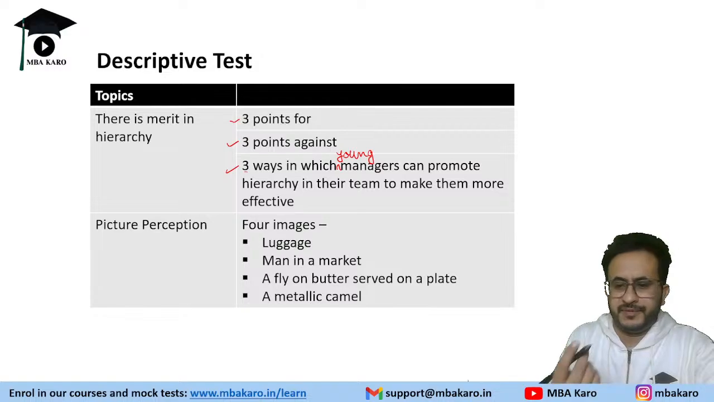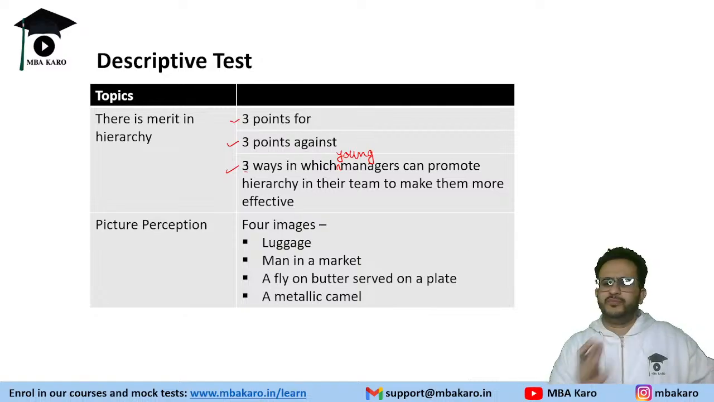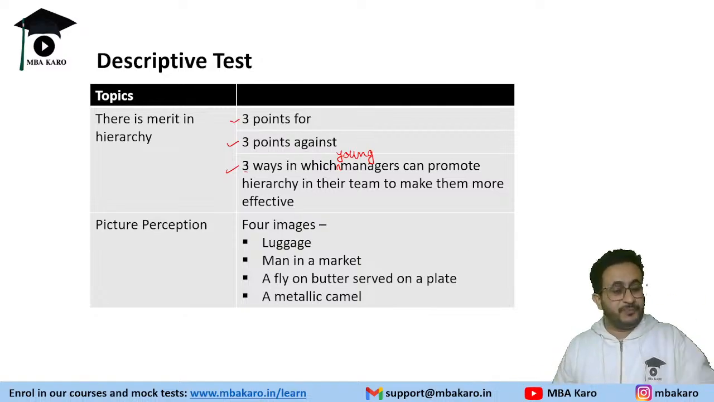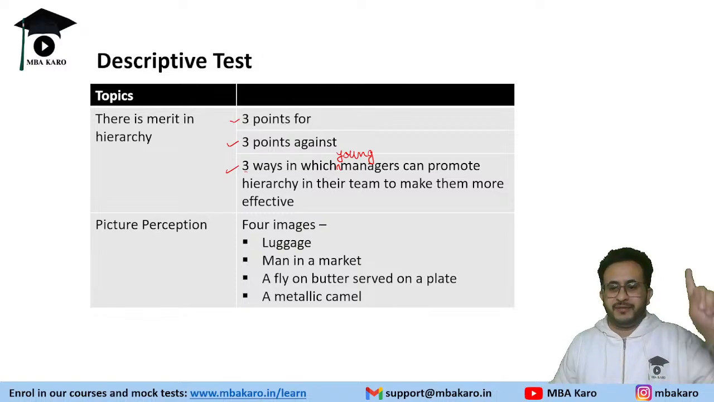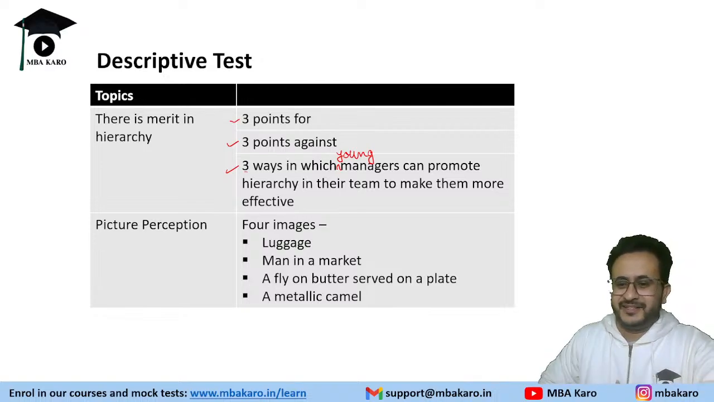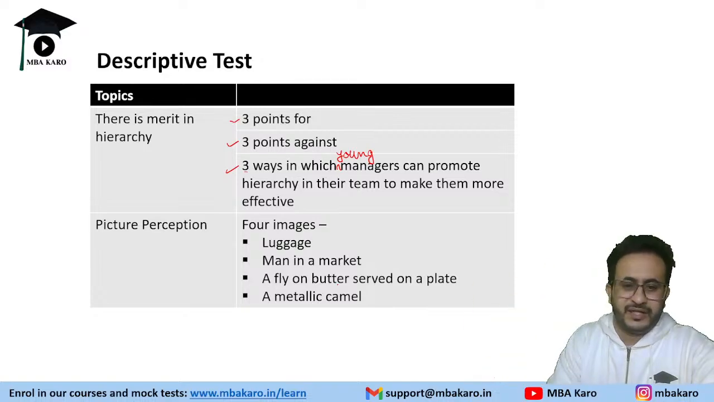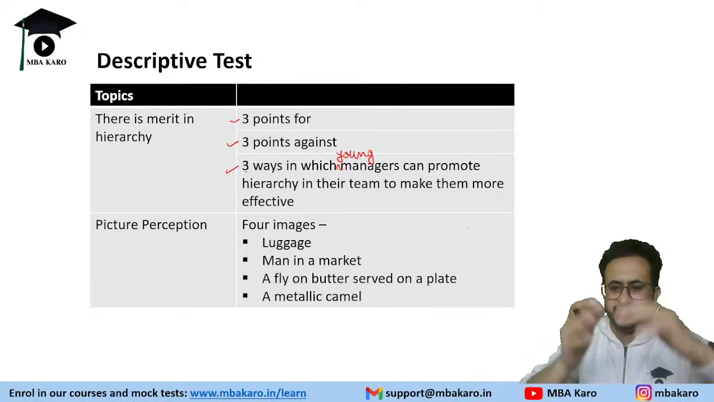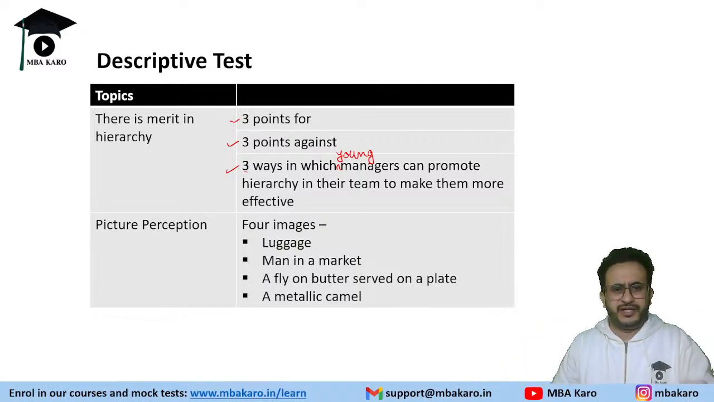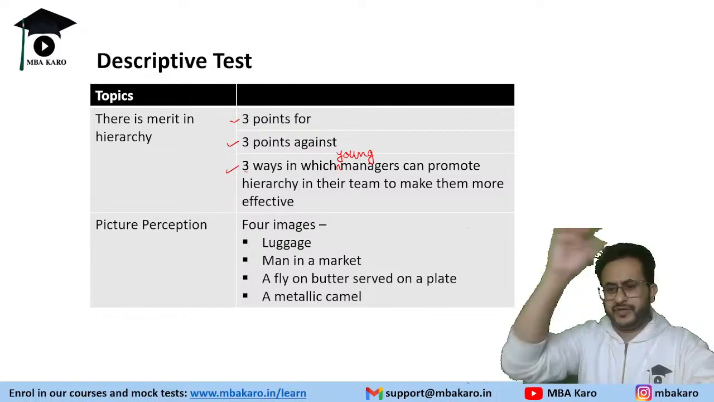And then there was the picture perception test, which had four images. One was luggage, like three blue bags and some other luggage kept over there. Then there was a man in the market, looking somewhat like Mukesh Ambani, in white clothes like a short kurta and pajama, and he was signaling something. Then there was a plate with a large piece of butter served on it, and a big fly on it. And the fourth was a metallic sort of camel as a decoration.